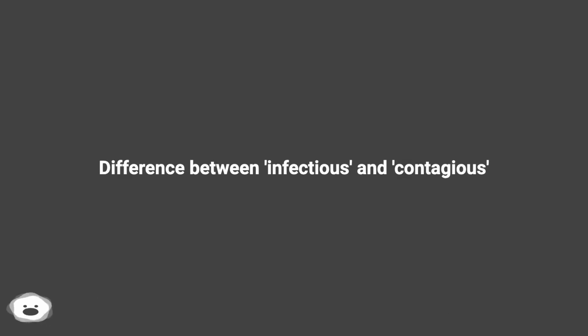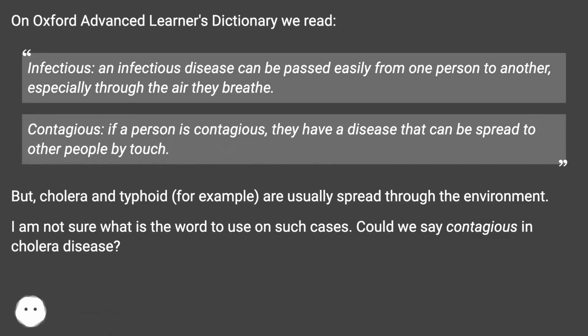Difference between infectious and contagious. In the Oxford Advanced Learner's Dictionary we read: infectious, an infectious disease can be passed easily from one person to another, especially through the air they breathe. Contagious, if a person is contagious, they have a disease that can be spread to other people by touch.